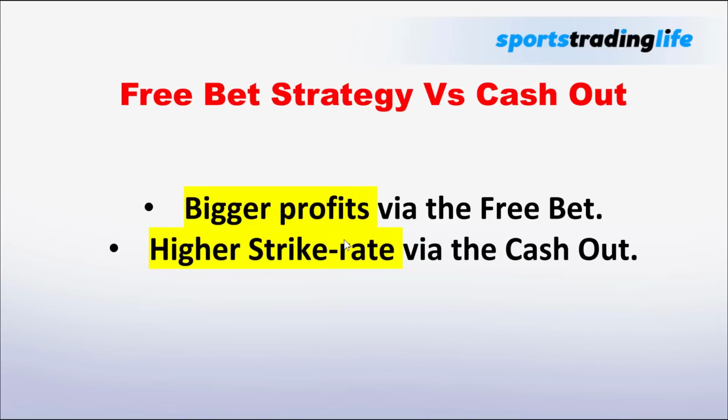So you are going to have a higher strike rate via the cash out, and that is what a lot of beginners love, especially. Beginners really, really love high strike rates. I've definitely learned that. So these are the main pros and cons that you have to consider if you are going to use the free bet versus the cash out. Do you want the bigger profits, or do you want that more consistent strike rate?